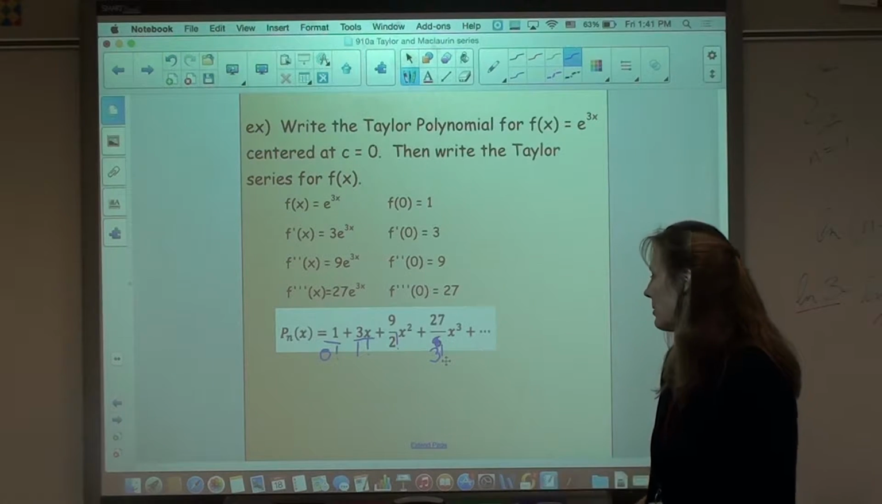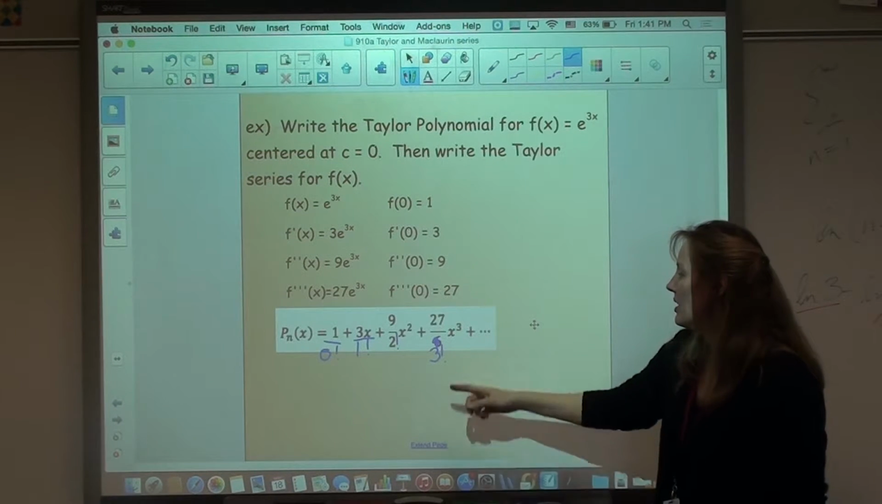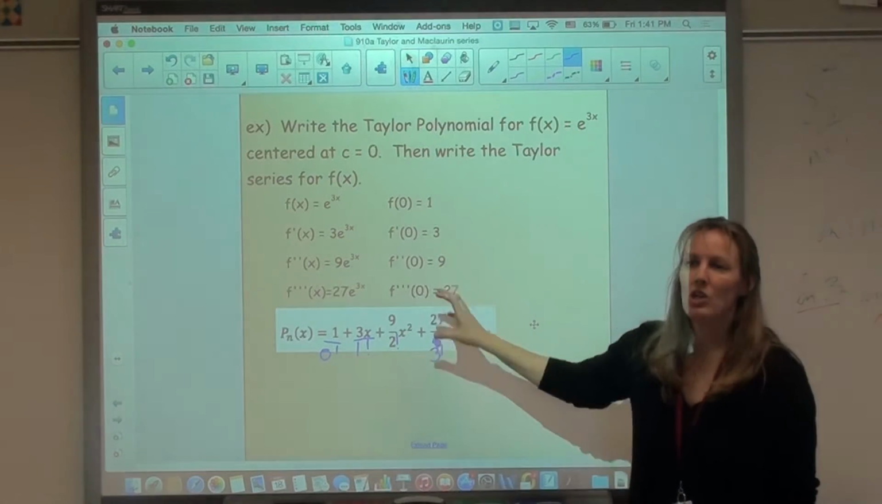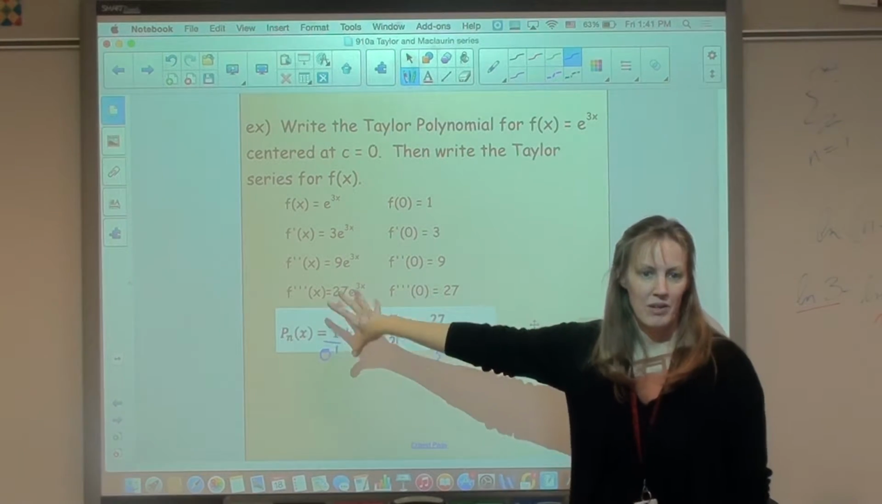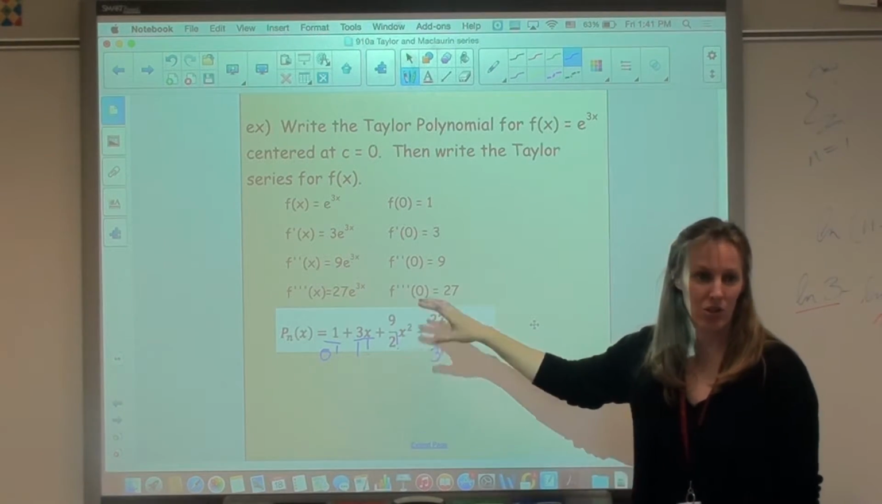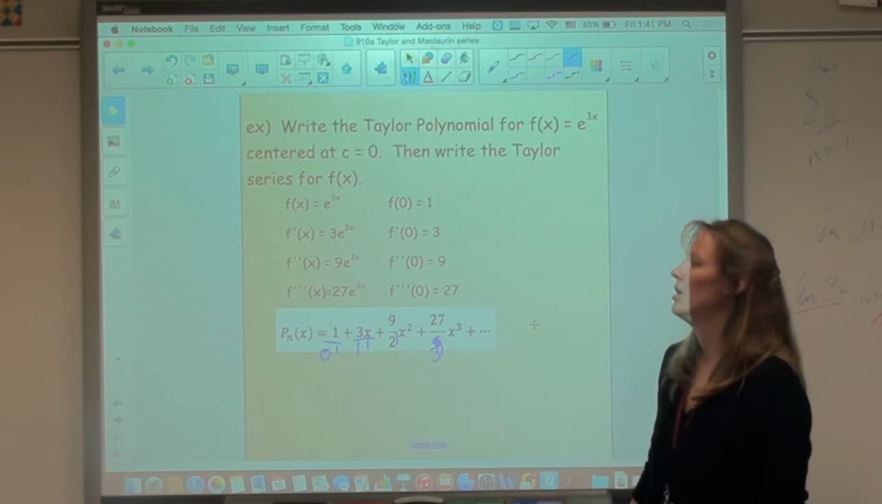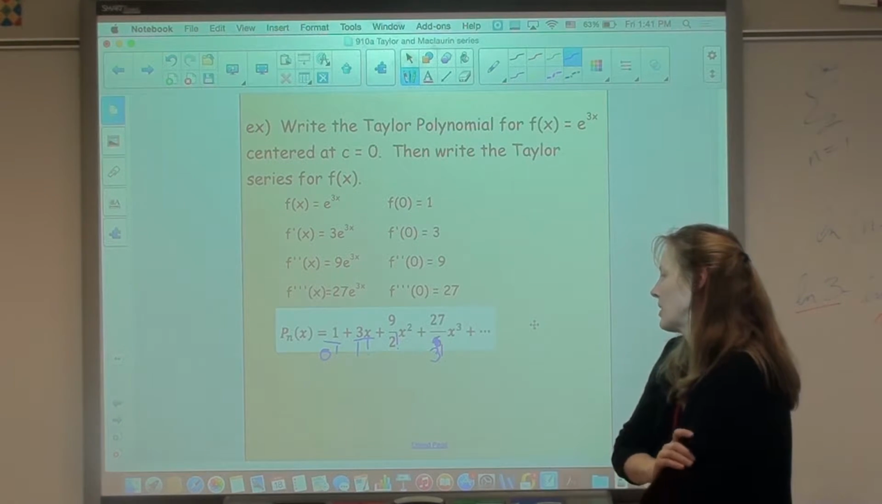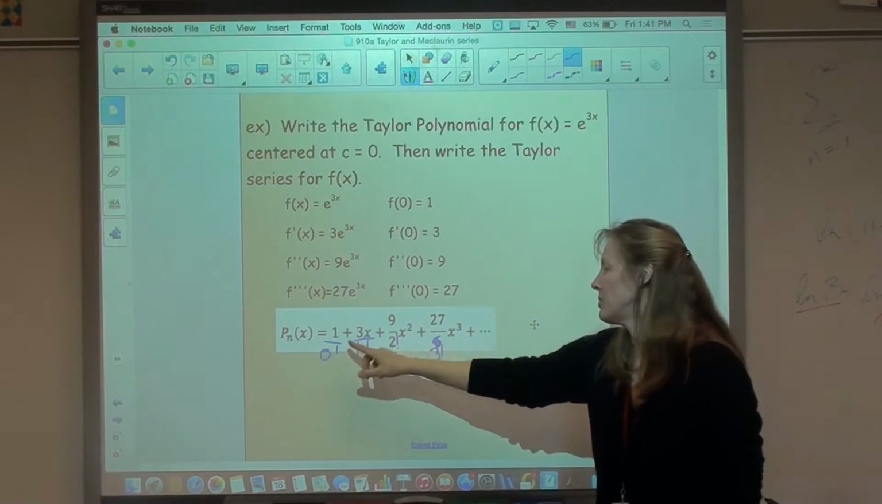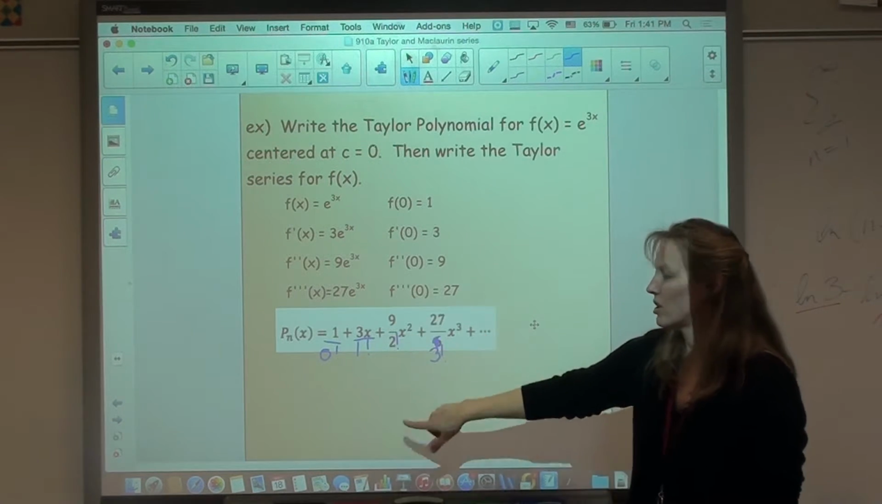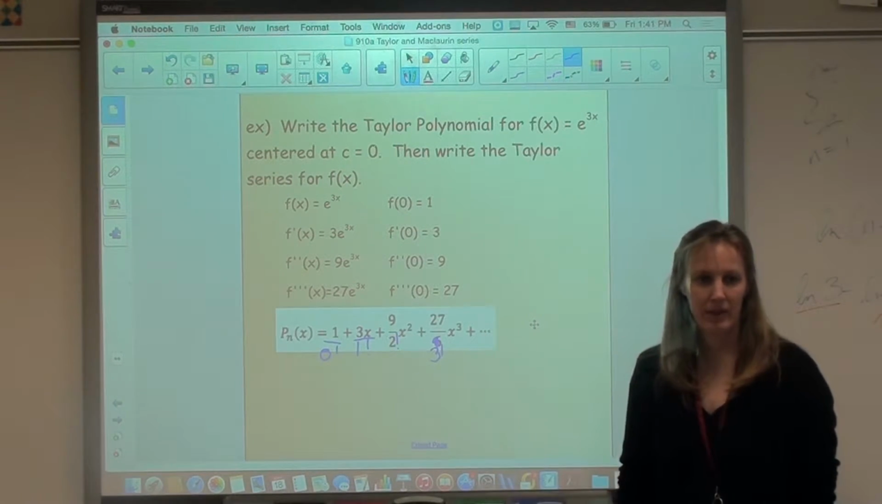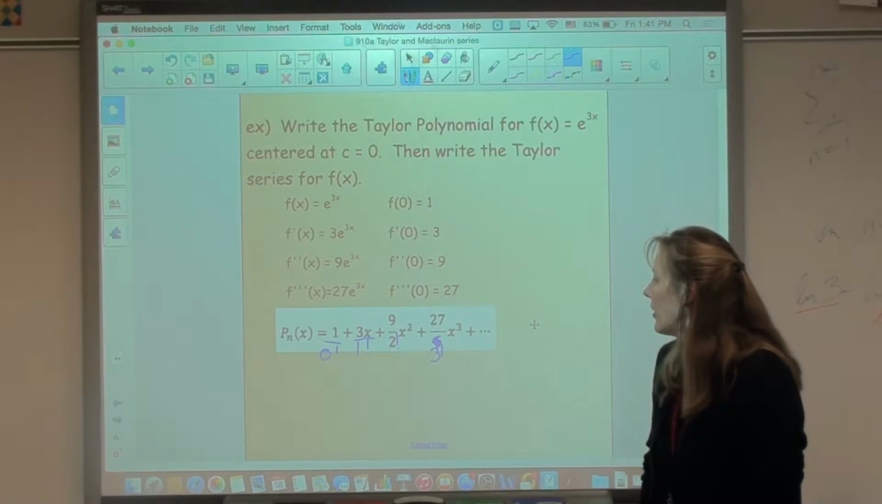The reason that sometimes I multiply the factorials out is because sometimes they cancel with the derivative, right? And you end up with a nicer series. But oftentimes they don't. So sometimes it's easier to just keep them in factorial form so that you can just write n factorial. Alright, so that's that.